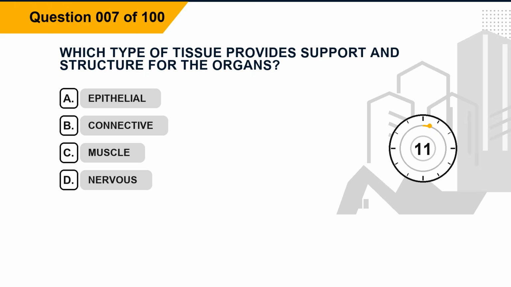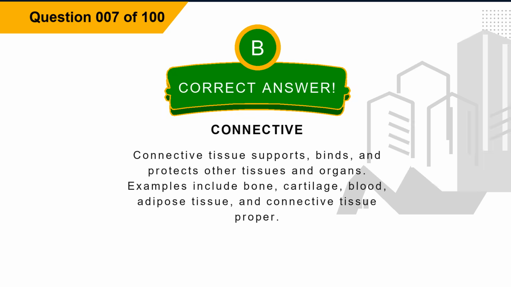Question 7. Which type of tissue provides support and structure for the organs? Option A. Epithelial. Option B. Connective. Option C. Muscle. Option D. Nervous. The correct answer is option B. Connective. Explanation. Connective tissue supports, binds, and protects other tissues and organs. Examples include bone, cartilage, blood, adipose tissue, and connective tissue proper.